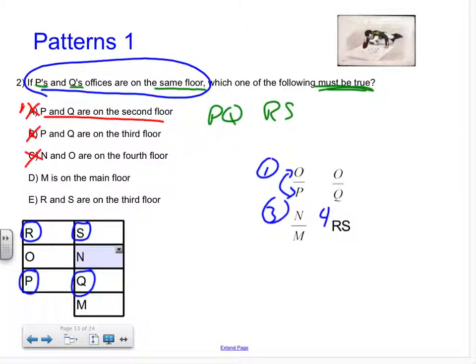So it looks like D is the correct response. But just for argument's sake, let's try E. R and S are on the third floor. Well, no, we know that it also works on the fourth floor. It's working right now where it is. So E can be eliminated. And D is the credited response.